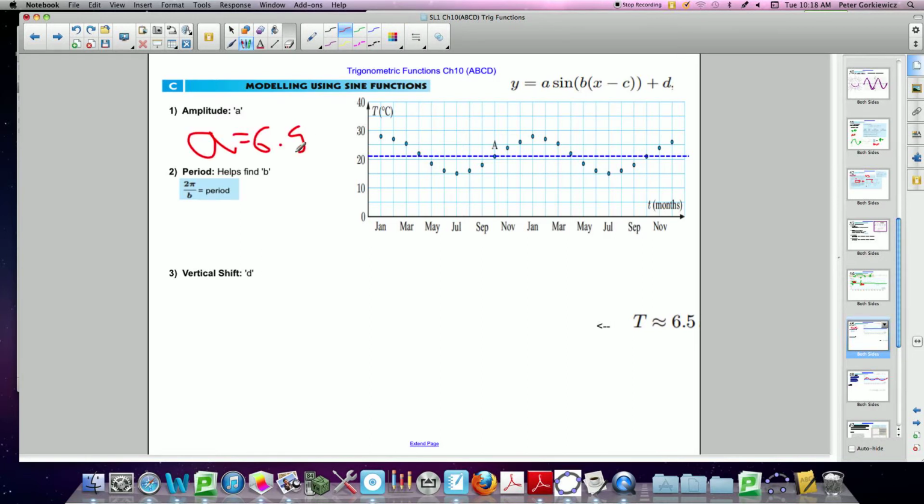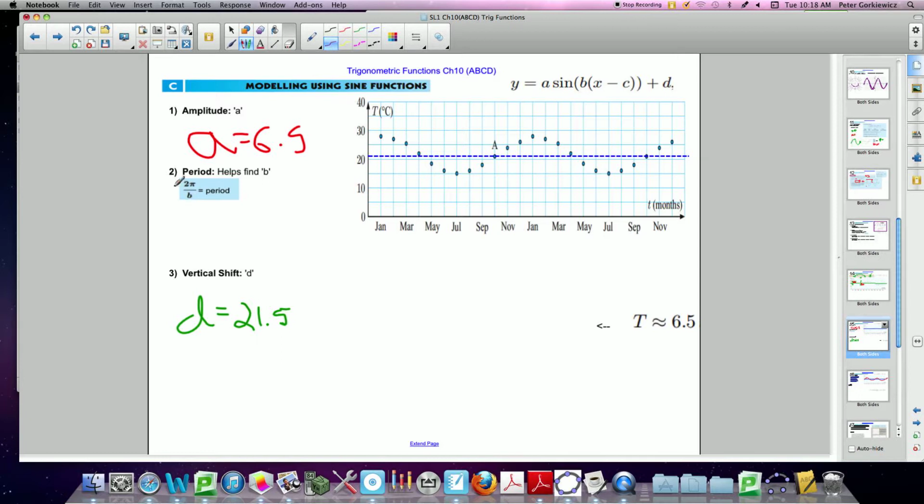Great. All right. And that makes sense. So if you go from 29 and you go down 6.5, or if you go from 15 up 6.5, you get to this equilibrium value, which is around 21. And I think they're calling it 21.5 in this case. So the vertical shift, this thing isn't oscillating around 0. It's oscillating around 21 or 21.5. So the D value, the amount that we have to move it up, is 21.5. Okay, we're just harvesting that right from the data. So those should be fairly easy to find.